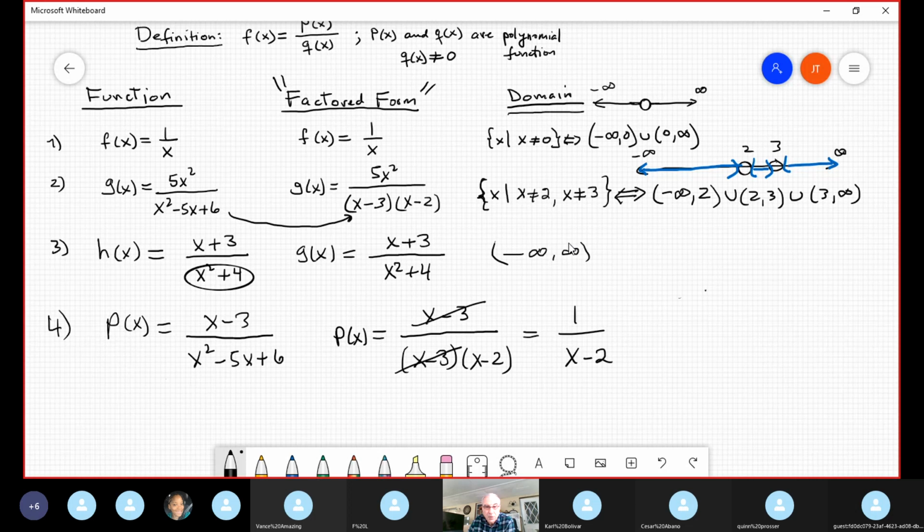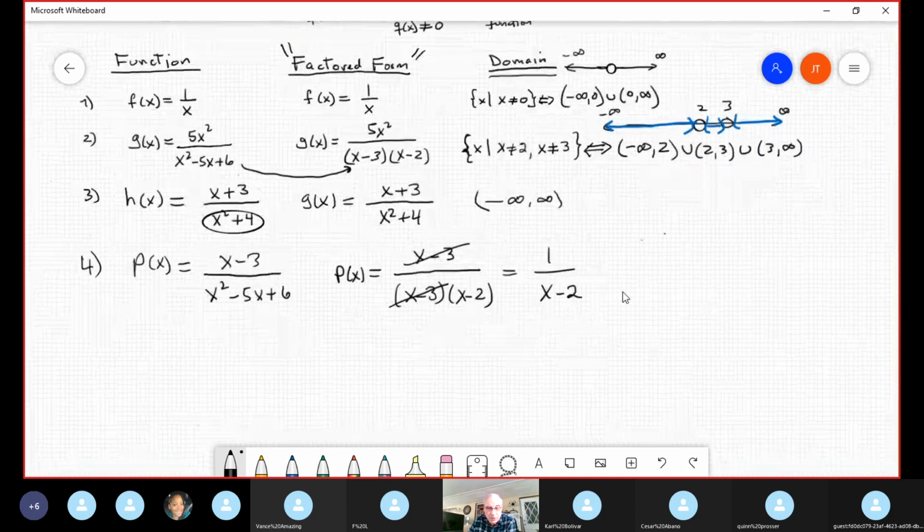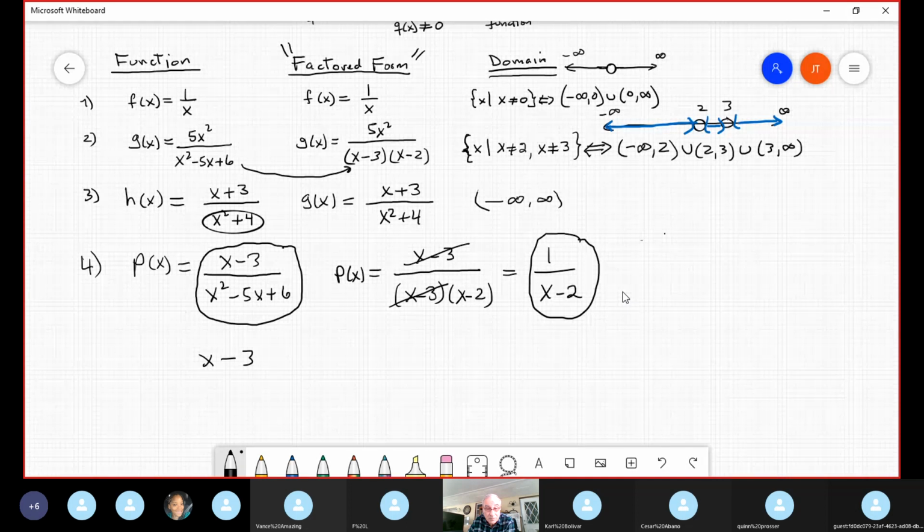Interpretation. Okay, the interpretation is: professor, is this expression equivalent 100% to this one, or no? The answer is no. The answer is no. So this is equivalent.